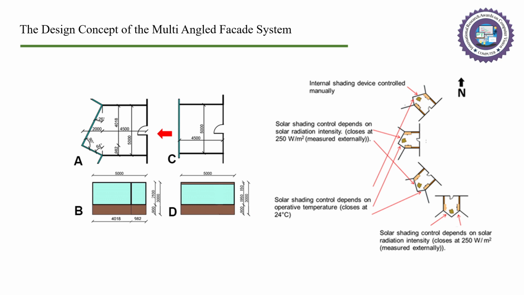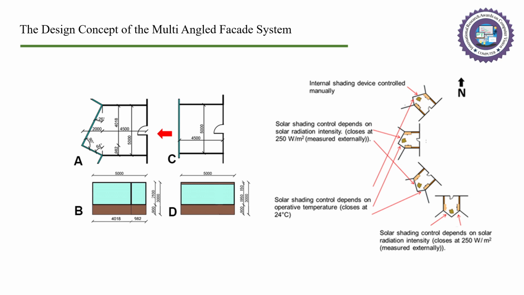The concept of a multi-angled facade system is based on proposing the use of two different orientations of windows in each facade on a vertical axis, right and left, but not tilted up and down. The large part of the multi-angled facade is oriented more to the north and the small part is more to the south, as shown in the figure to the left.